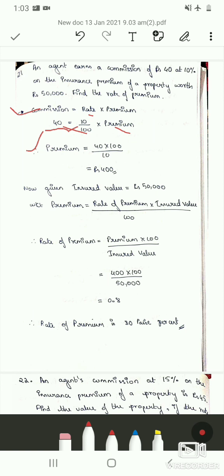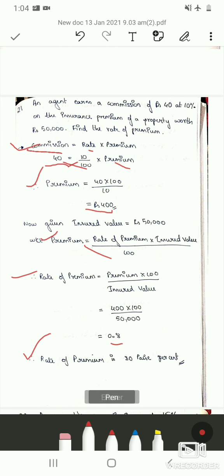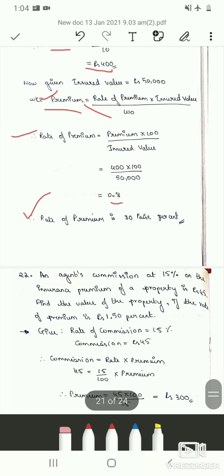Now they have given insured value as rupees 50,000. Using the formula of premium, which is rate of premium into insured value by 100, we can get the rate of premium, which is premium into 100 by insured value. So we have premium as rupees 400 into 100 by insured value 50,000, which is given. Therefore rate of premium is 0.8, which can be written as 80 paise per cent. So here we have used the formula of commission and found the premium, and then using the formula of premium we have found the rate of premium.